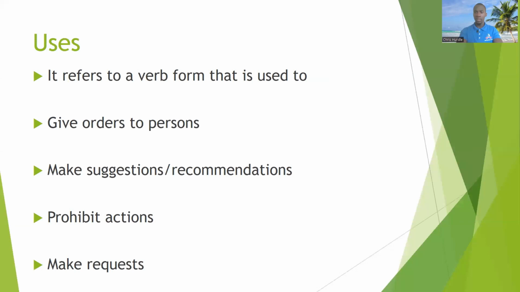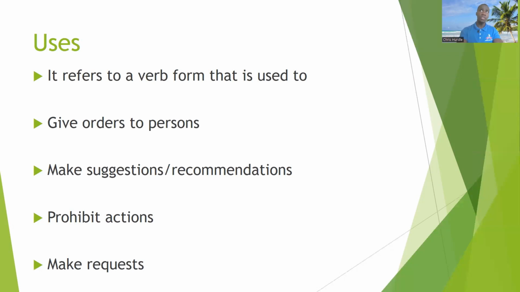So the uses of the imperative. The imperative is known as a verb form that is used to give orders to persons, make suggestions, recommendations, prohibit actions, or to make requests. Right. So that means that basically the imperative is used to give commands, because all of these can be categorized as commands. Okay?